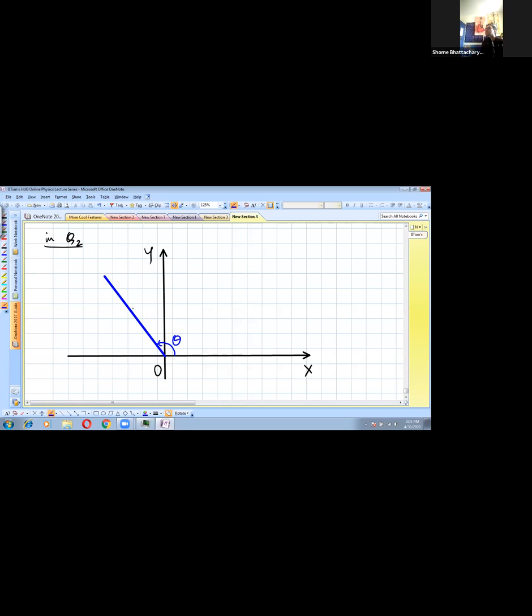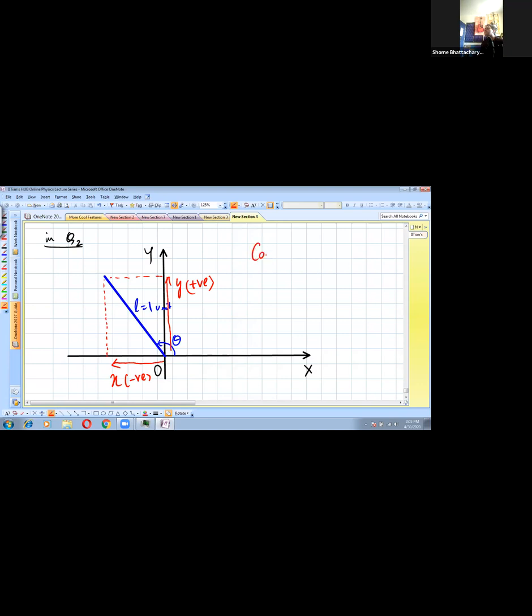This is theta. Now when you drop the perpendicular, you can see by definition what is happening. My x is a negative quantity. So this x projection is negative, whereas this y projection is positive. Now recall your definitions.